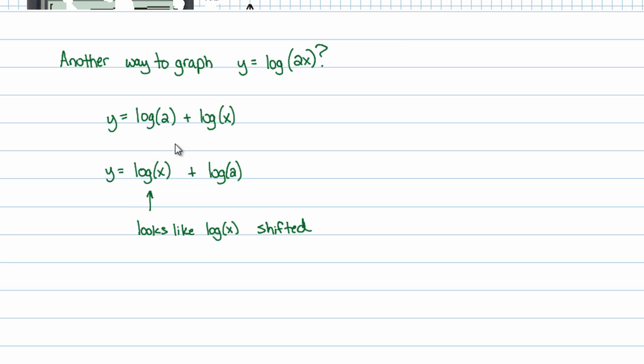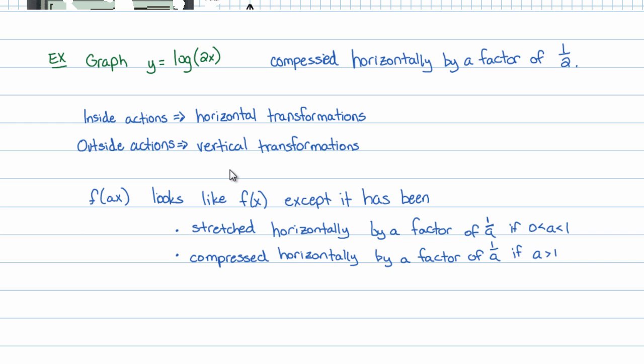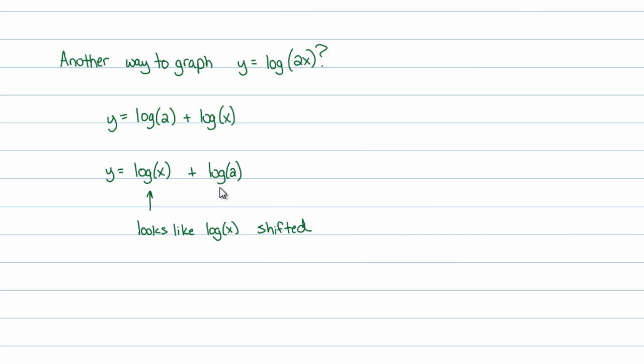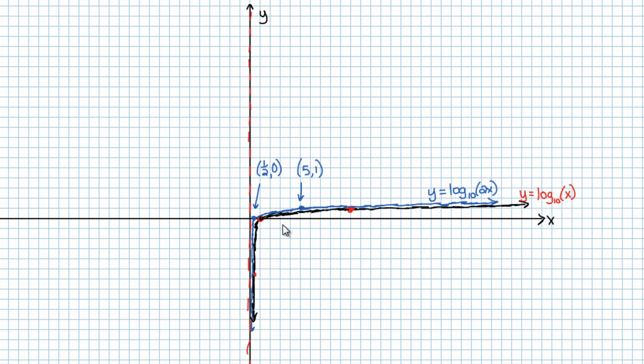Because notice this addition is happening to the outside of our function, and as we mentioned, anything that happens on the outside of the function does things vertically. So this is going to look like log of x, but shifted up by log of 2 units. Now that's a little bit difficult to plot out, but if you look at our graph over here, it does look like the black curve, but shifted up slightly. And it is actually shifted up by log of 2 units. So that's another way you could do it.